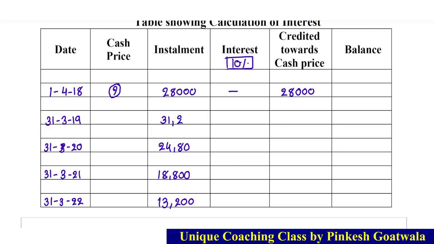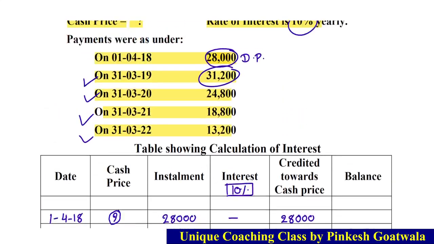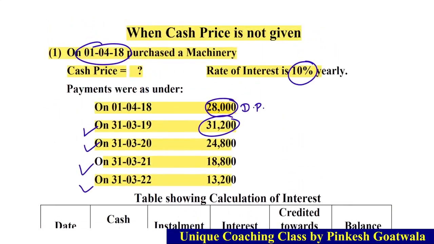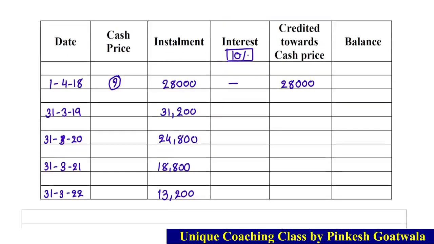Now how to complete this table? Because without completing this table we cannot write journal entries, and without journal entries we cannot prepare the account. So now what to do? How to complete this table? Here, when in a question cash price is not given and there is no other clue where we can get the cash price, we can see there is no other clue from which cash price can be found. So now what we have to do?